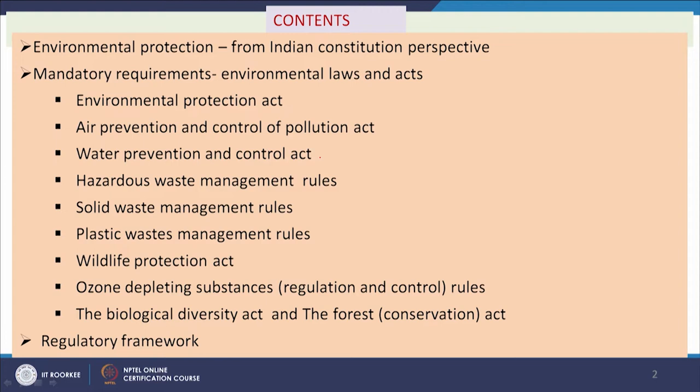In this class, we will discuss environmental protection from the Indian Constitution perspective, mandatory requirements, and environmental laws and acts like the Environmental Protection Act, Air Prevention and Control of Pollution Act, Water Prevention and Control Act, Hazardous Waste Management Rules, Solid Waste Management Rules, Plastic Waste Management Rules, Wildlife Protection Act, Ozone Depleting Substances Regulations and Control Rules, the Biological Diversity Act and the Forest Conservation Act, and also we will discuss the regulatory framework.